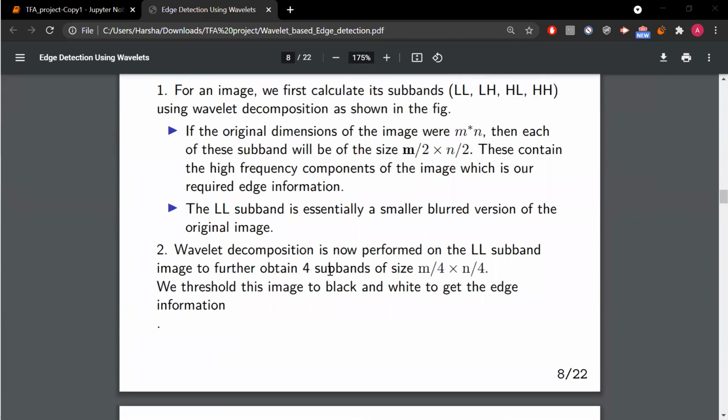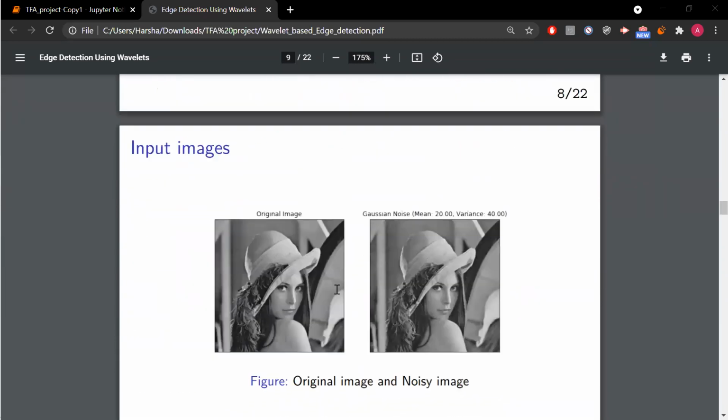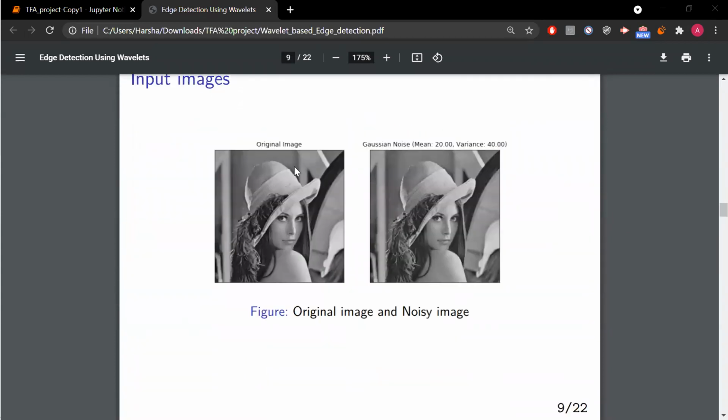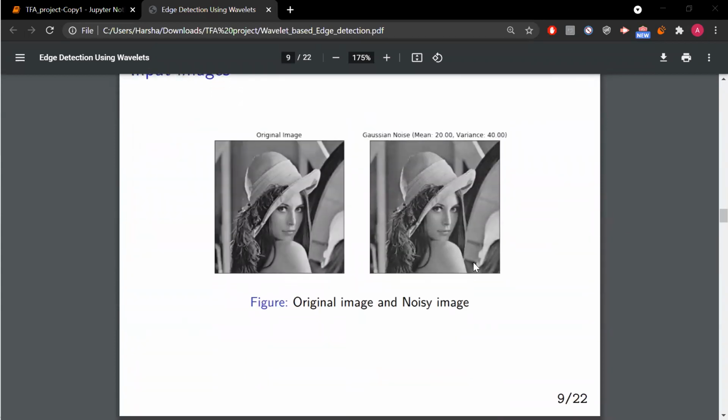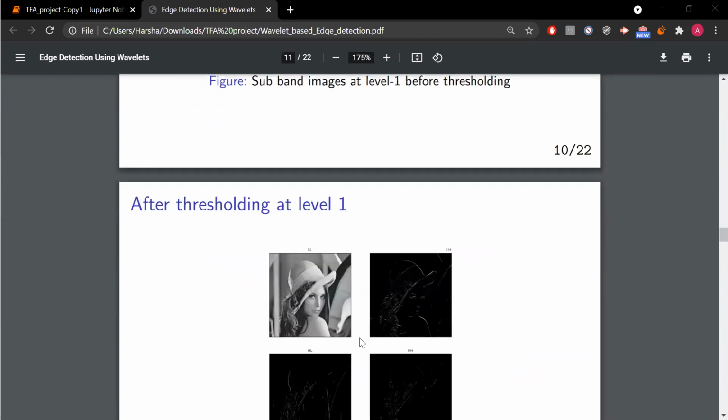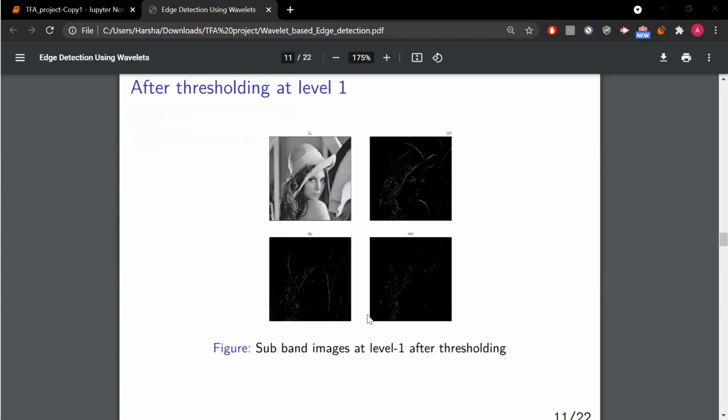And now we'll be using thresholding also. What we mean by thresholding is we'll fix a threshold value initially, and for all the intensity levels above the threshold value, we'll assign a value of 1. And for all the intensity values below the threshold, we'll assign a 0. So this is the input image we'll be using in our code, and we have also added Gaussian noise to get the outputs. Before thresholding, at level 1, these are the initial subbands. After thresholding, the image will become black and white because we are changing the intensity according to the threshold.